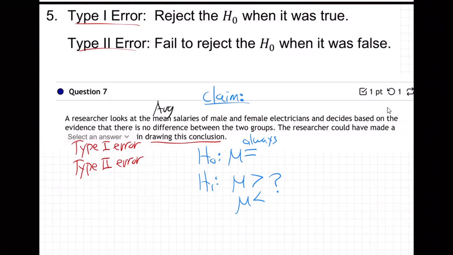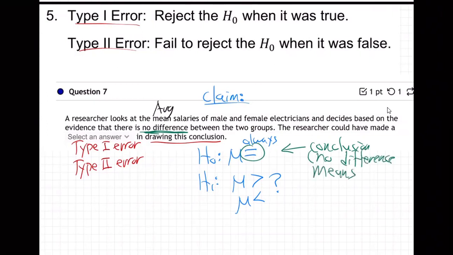And then what did the researcher conclude? No difference. In other words, the conclusion was equals, right? No difference means equals, right? If the salaries for the men and the women are not different, then they're equal, right?